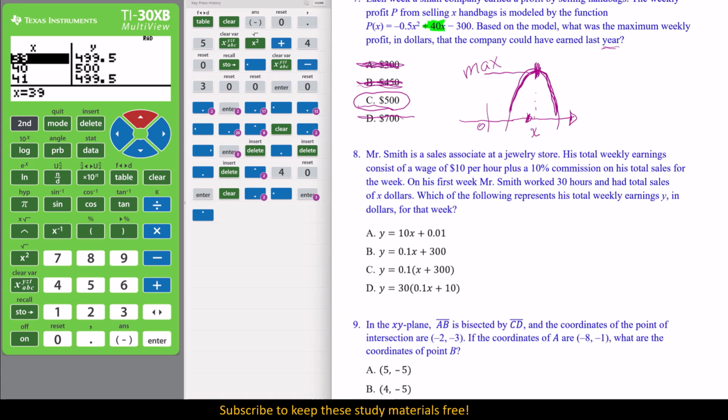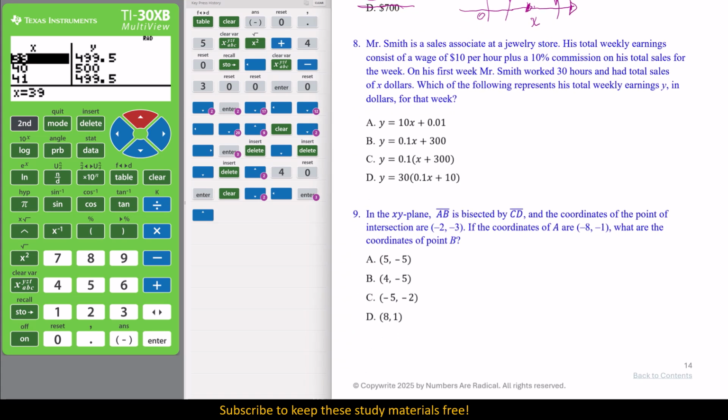All right, let's look at number 8 and hopefully number 9. Mr. Smith is a sales associate at a jewelry store. His total weekly earnings consist of a wage of $10 per hour plus a 10% commission on his total sales for the week. On his first week, Mr. Smith worked 30 hours and had total sales of x dollars. Which of the following represents his total weekly earnings y in dollars for that week?